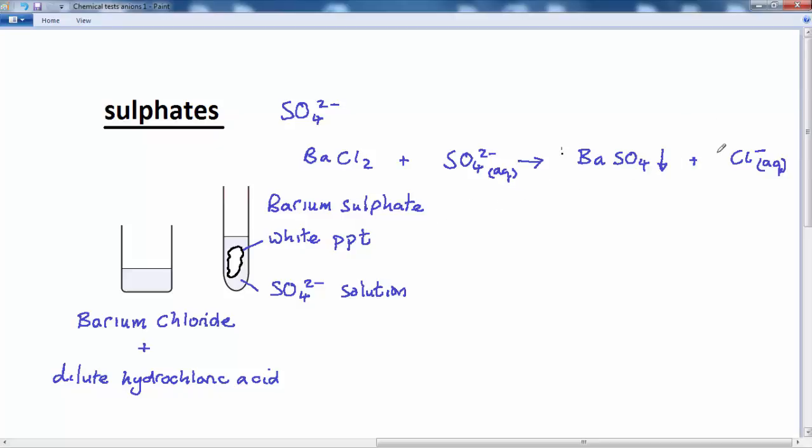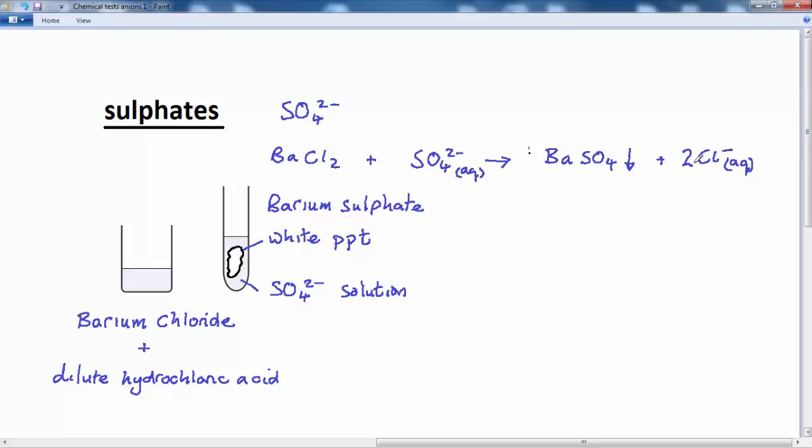So we're going to put a 2 here, and you'll see that both the charges and the atoms are now balanced in the equation. Now why do we add the dilute hydrochloric acid? Well, when you initially form this solution of sulphate ions, you're mixing a salt with water and stirring it around so that the salt dissolves in the water. Typically that water may contain other ions, particularly the carbonate ion. Likewise, the barium chloride solution may also contain carbonate ions or sulphite ions.